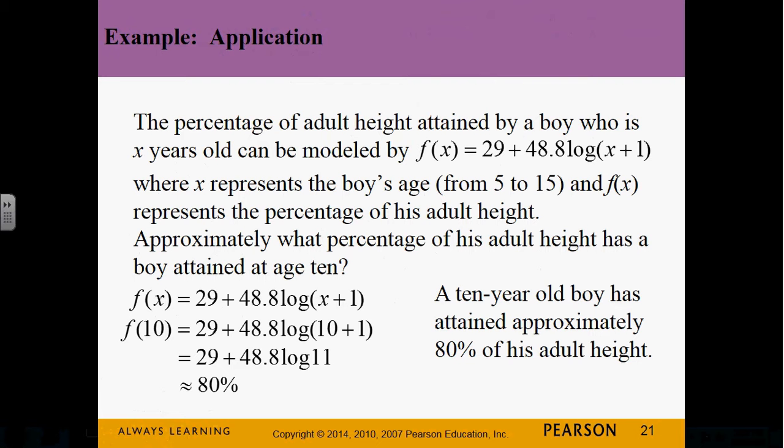Now, does everybody understand what I did there? I mean, these application problems tend to just be plug and chug. Just put the value in, put it in your calculator, and get an answer.